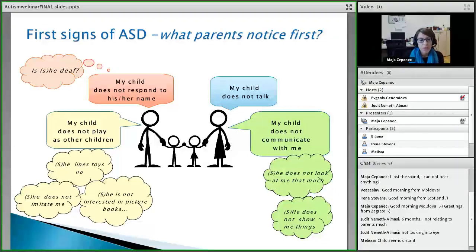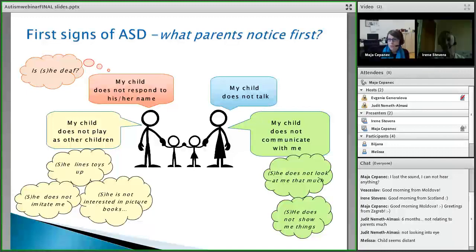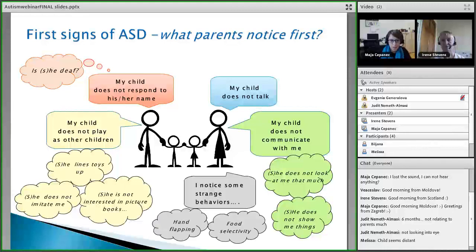Also, parents notice that their child does not play as other children, or the child plays in a stereotyped way, like lining up toys, that the child does not imitate parents, or is not interested in typical things like his or her peers, like picture books. So there are some strange behaviors that parents also notice, like my child is flapping his hands, or is really selective when it comes to food, or cannot stand to be wet or something like that.